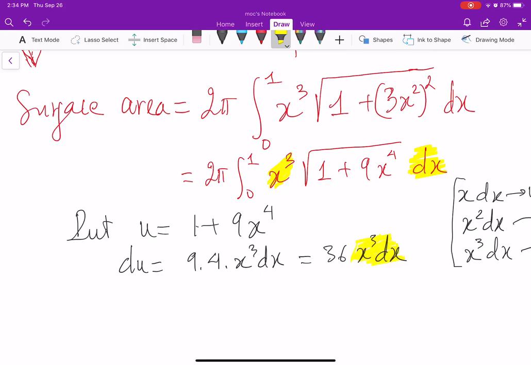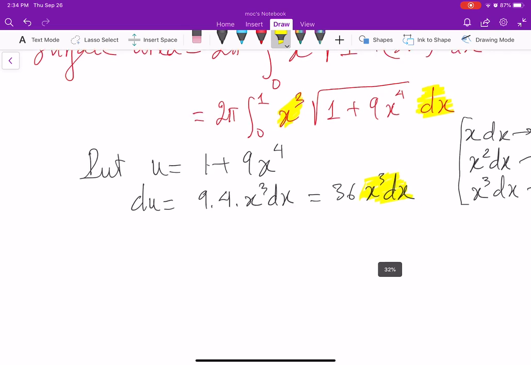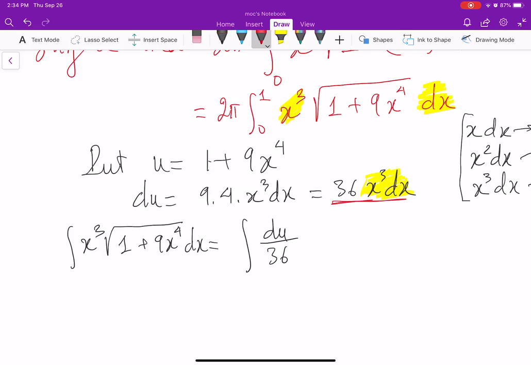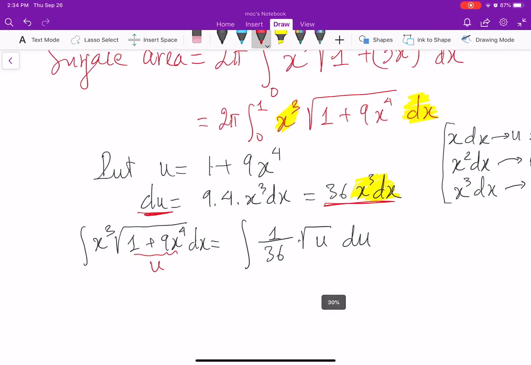And now we can rewrite our integral in terms of u. But again, I will not write integration limits. I just need to find the antiderivative of our function. So I write the antiderivative of x cubed square root of 1 plus 9x to the 4 dx, where x cubed dx is du over 36. If you divide both sides of this equation by 36, you will get x cubed dx is just du over 36. Then I have to write 1 over 36 and square root of u du, because you already put u equal to this expression. And this integral is pretty easy.